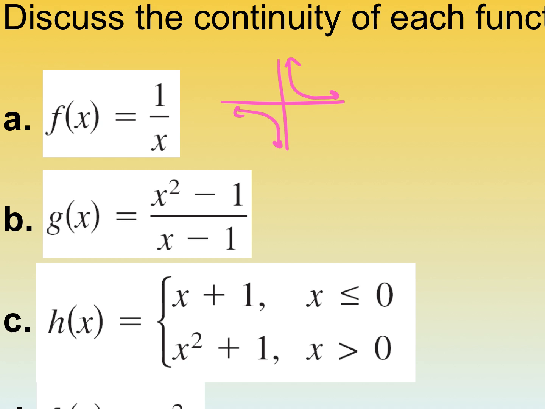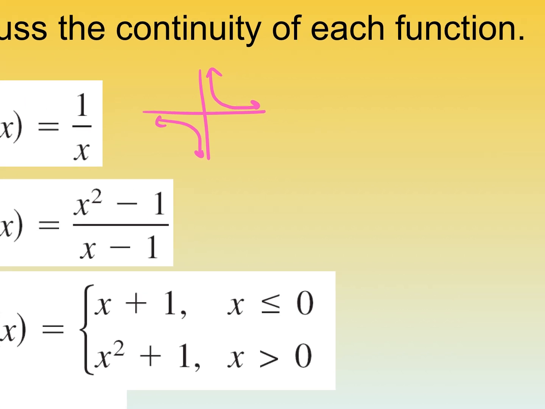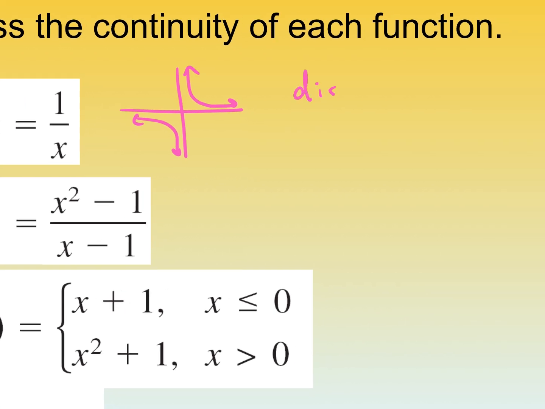Would this graph be continuous? No. It would be discontinuous. And is it removable or non-removable? Non-removable. We just can't make it continuous with one little point, so this is non-removable.